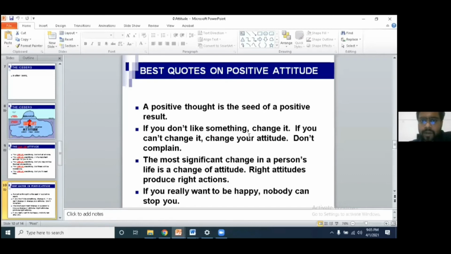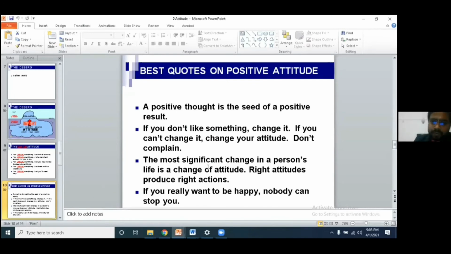If you don't like something, change it. If you can't change it, change your attitude. Don't complain. If you don't like anything, just change it, just leave it. If you can't change it, change your attitude. But never complain that the things are not good, the things are very bad. You don't need to complain about that. You just change your attitude, or you change it totally.